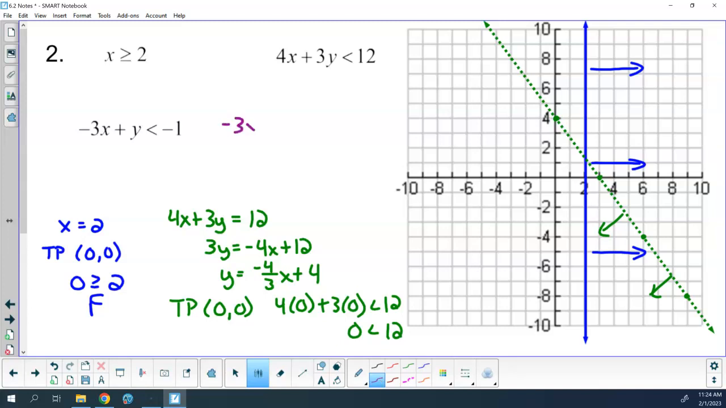Then I go to the last one. So that's going to be like negative 3x plus y equals negative 1. So that's going to be y equals positive 3x minus 1. So that would have a y-intercept there. Up 3, or I can go down 3, left 1. That's going to be a dashed line itself.